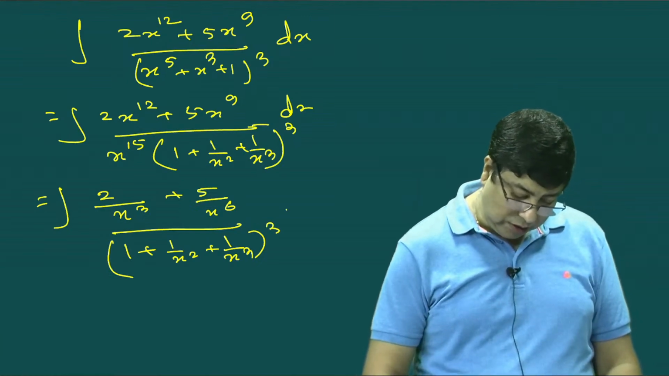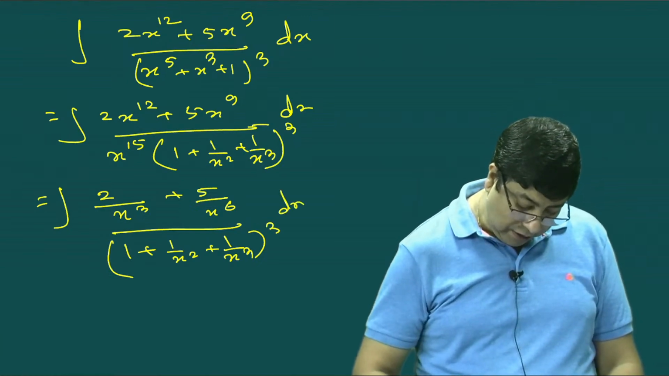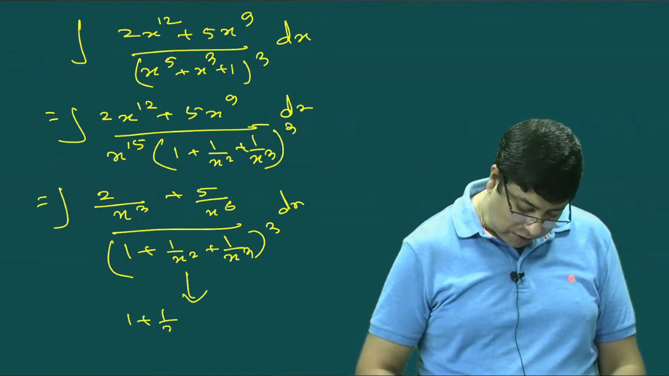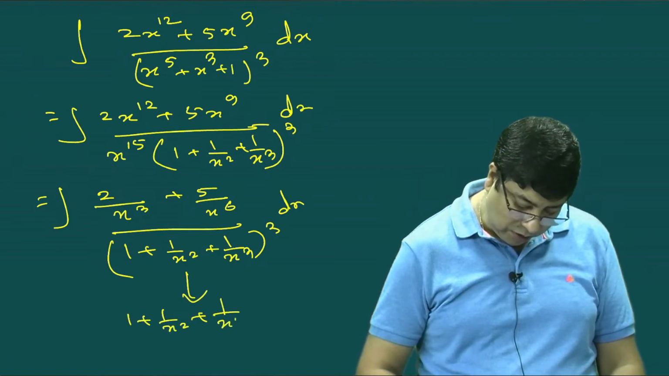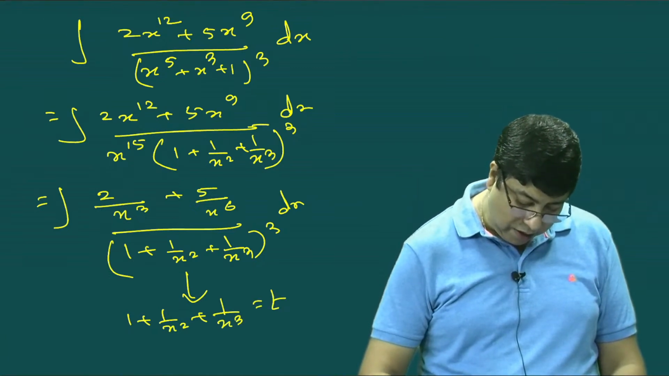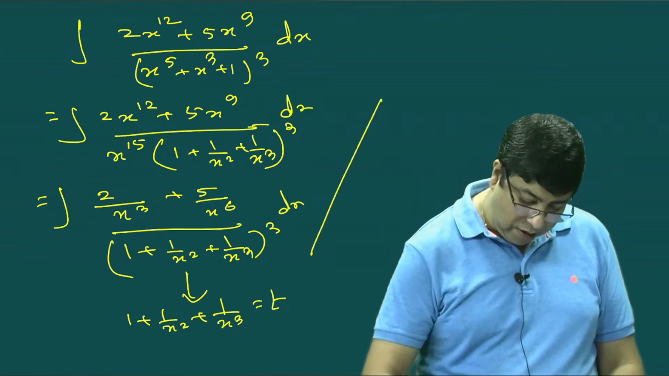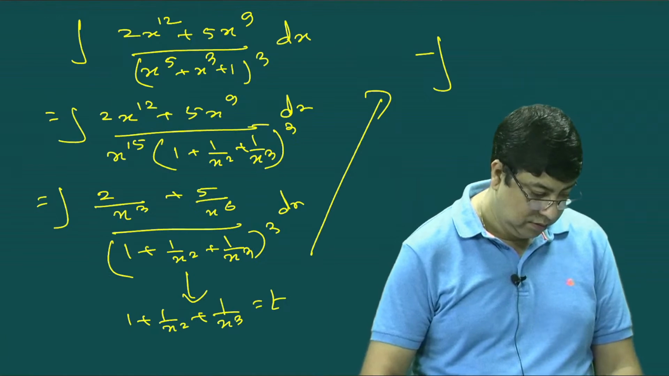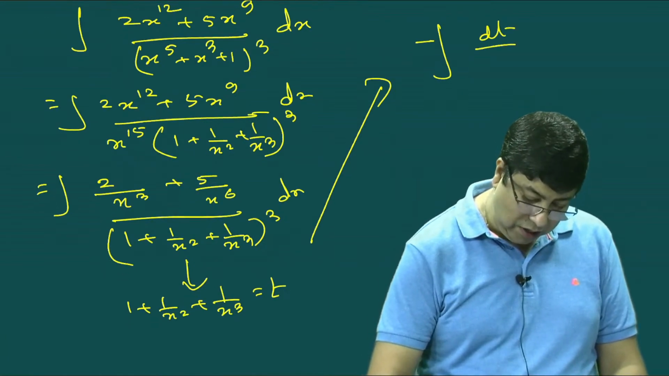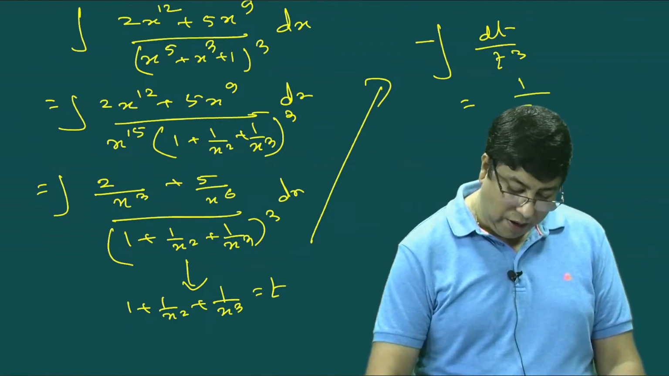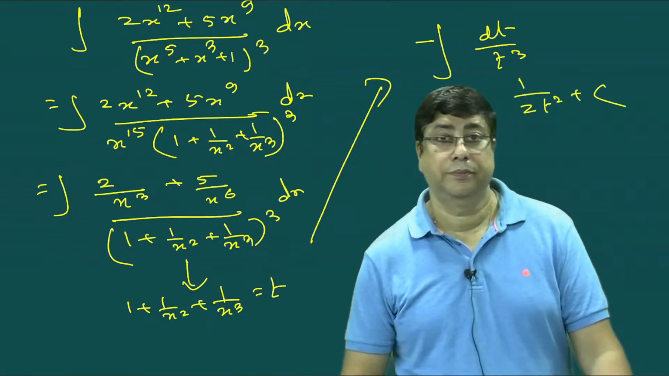Now our structure is formed. If we take this denominator, 1 plus 1 by x square plus 1 by x to the power 3 equal to t, we are getting here minus dt by t cube, that is t to the power minus 3, minus 1 by 2t square plus c. Sum is over.